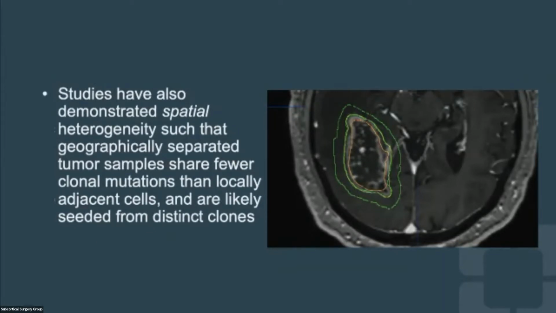Other than the temporal heterogeneity, the other one is the spatial heterogeneity. So this is a patient with a GBM. The standard of care for the surgery is removing the enhancing portion of the tumor. So when we do surgery for the GBM, the most part that we remove initially is whatever is in the center, which is the central core of the tumor.